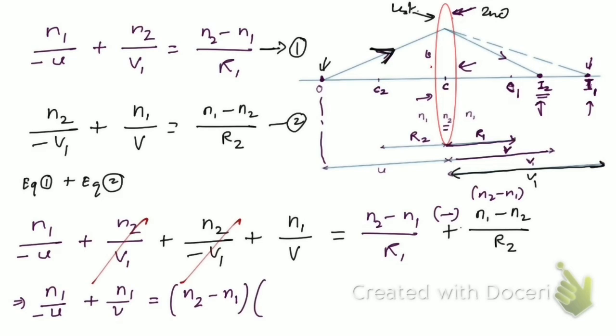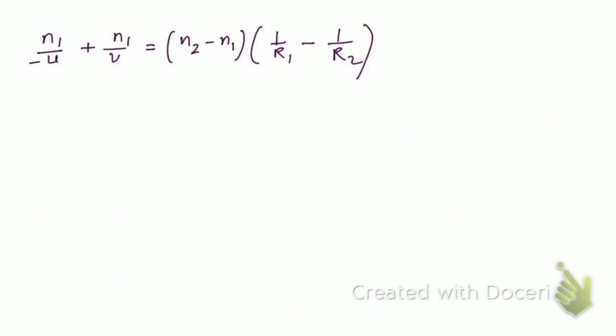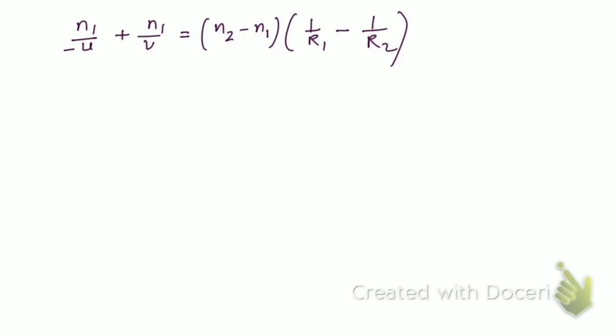Then within the bracket we're going to get 1 by r1, from these two terms where we have taken n2 minus n1 common, minus 1 by r2, as we have taken the minus sign common. That's what we have got. So now let me copy this last step and take a new slide so that I can explain the remaining part. So here you see, this was the last step we have got.